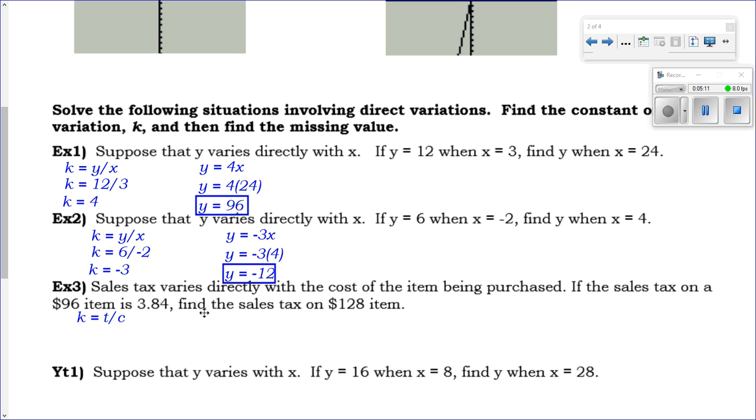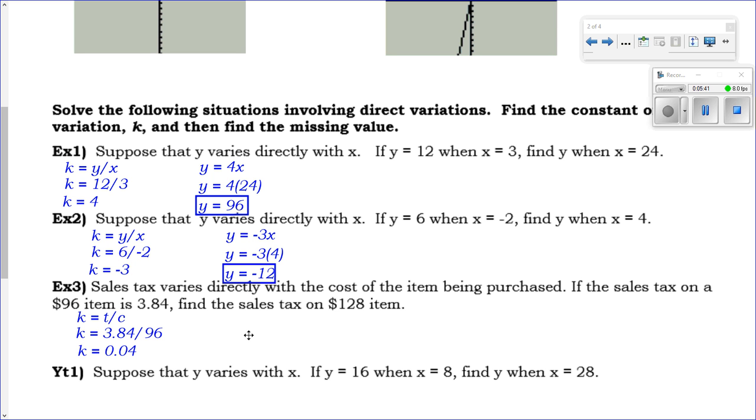Now, if the sales tax on a $96 item is $384, find the sales tax on a $128 item. So let's start with the tax. What tax price am I going to use? That's going to be $384. And what's the cost with that tax? 96. So I'm going to do 384 over 96. And what does that give me for my constant? It gives me 0.04. Okay.